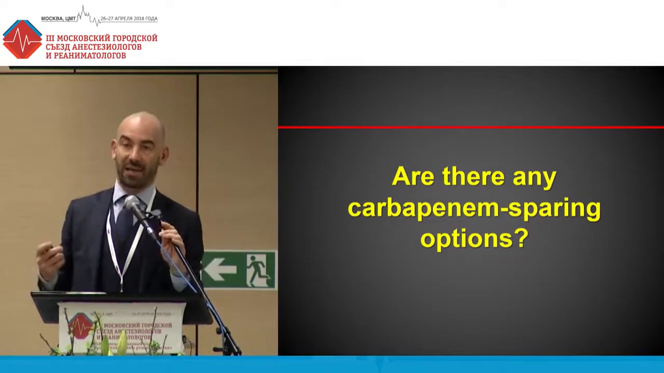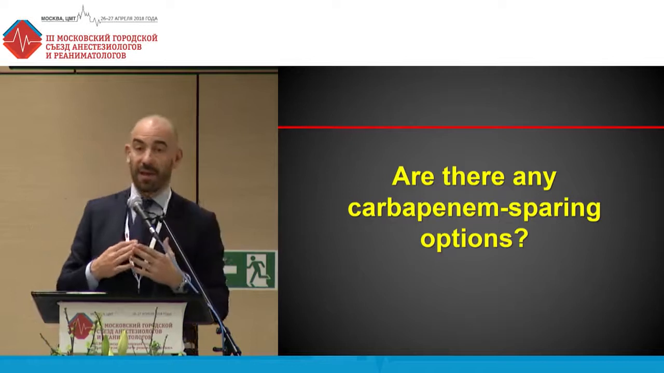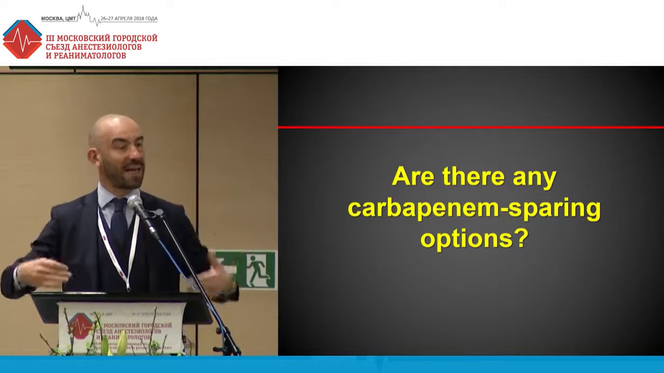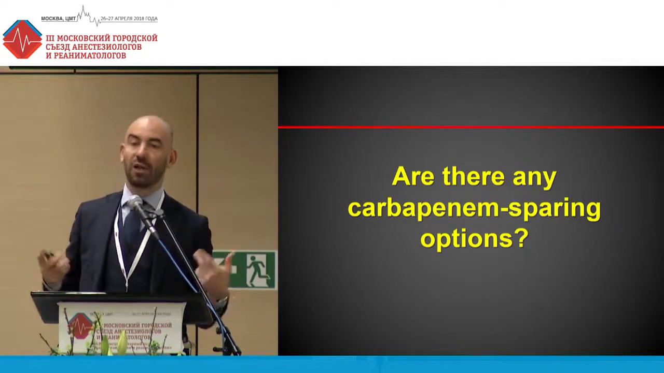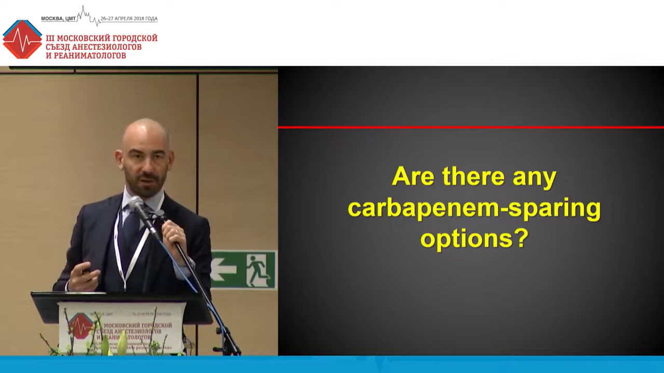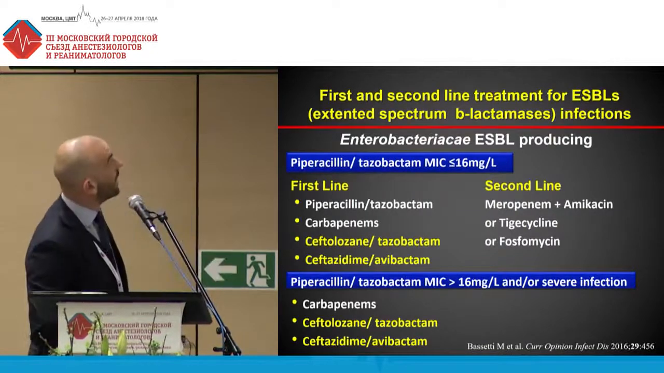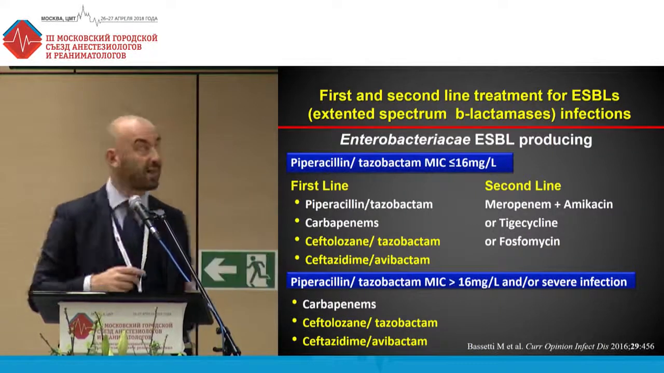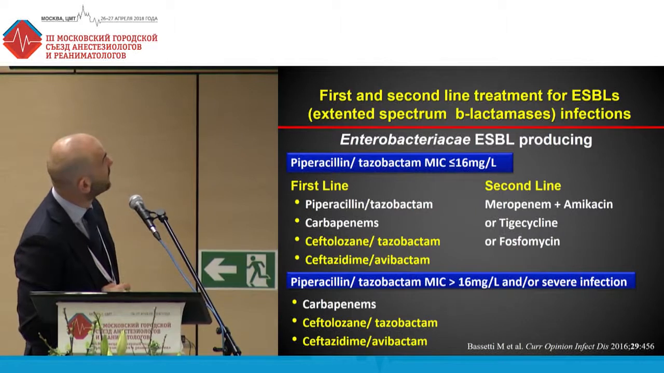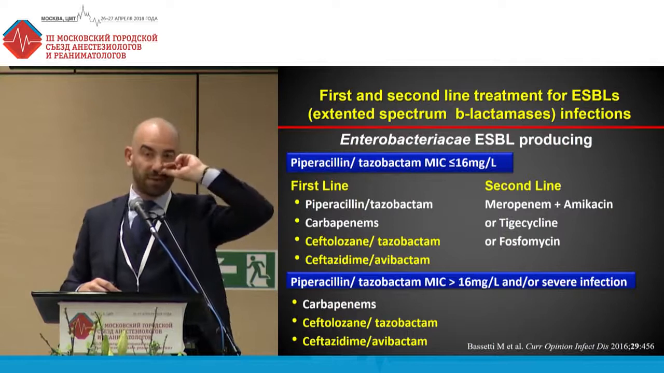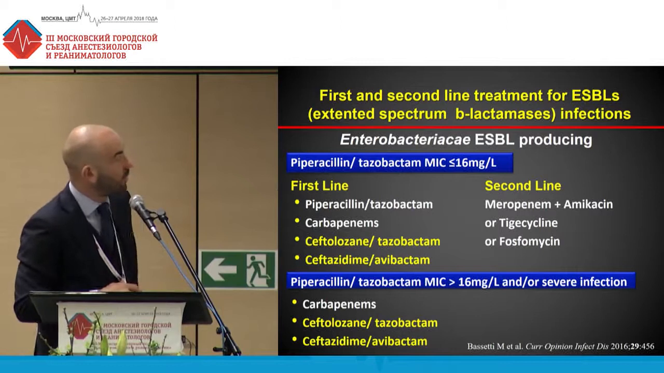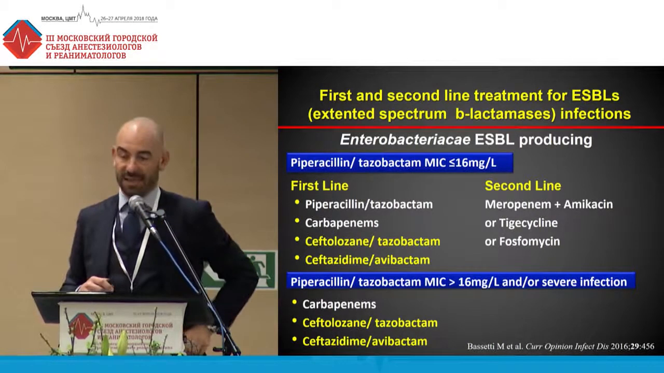So, why am I telling you that? Because we have to move, probably, from carbapenem for all to carbapenem-sparing options. Are there any carbapenem-sparing options for our patients? Based on ESBL, for instance, if you have an ESBL infection, or if you suspect an ESBL infection, there are probably some possibilities. There are actually 2 very good possibilities for ESBL. One is ceftolozane-tazobactam, which is not available in Russia, and the second is ceftazidime-avibactam.